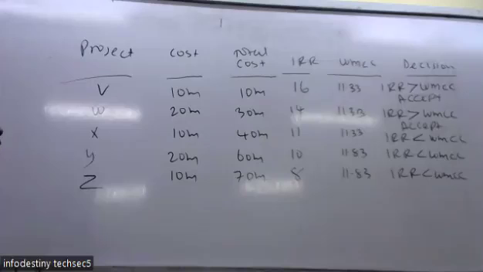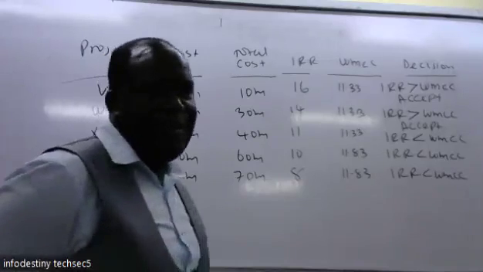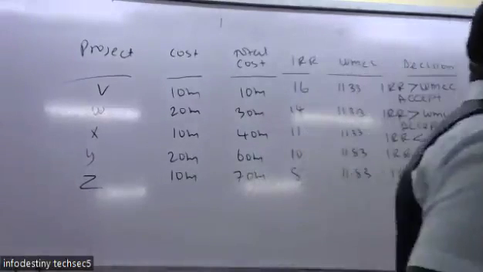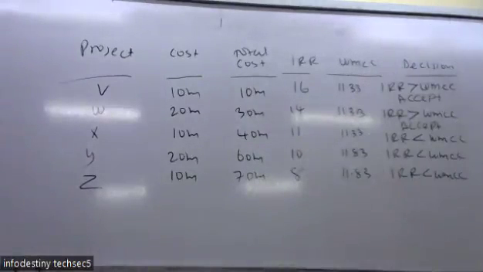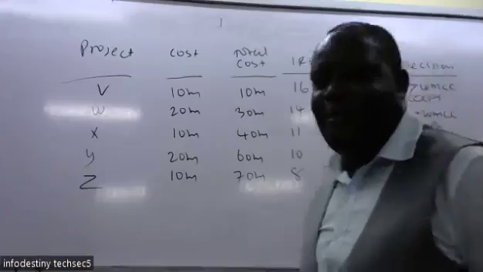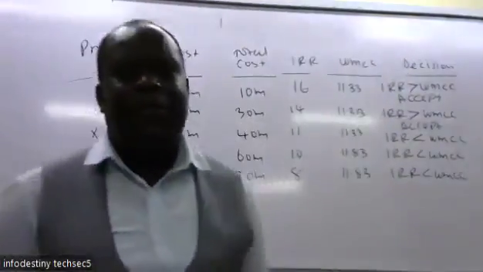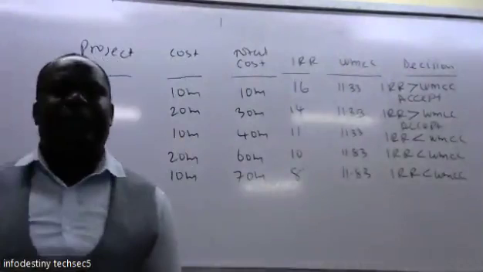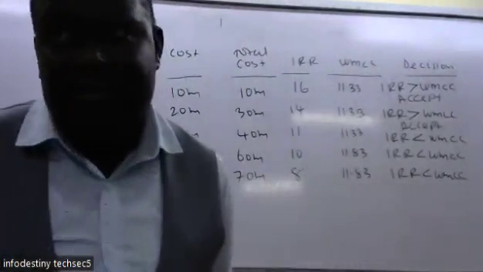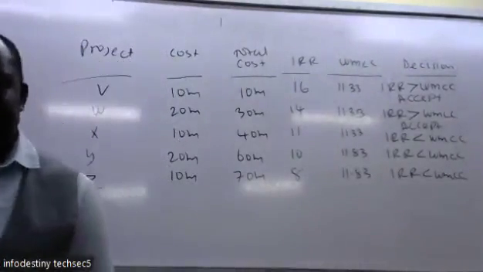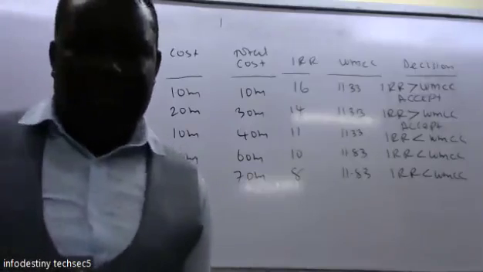So we have accepted B and W. What is the total cost? 10 plus 20 is 30. So 30 million. We just add 10 plus 20, which will be 30 million. So optimal capital budget is the total cost of the accepted projects. So that will simply be 30 million. So that is now on that question.